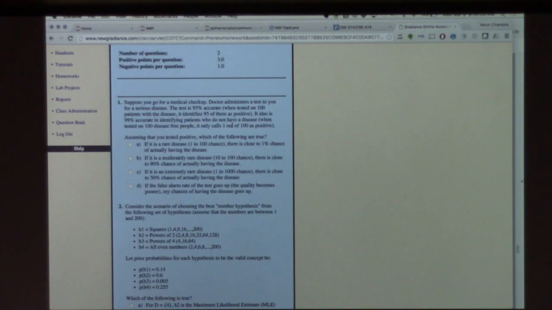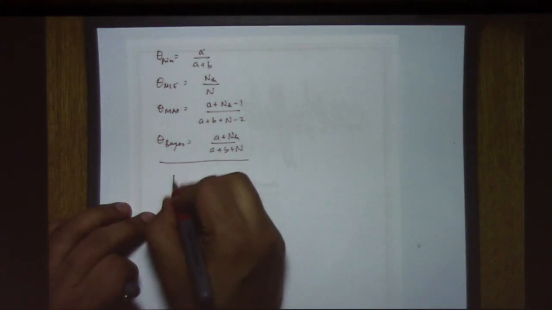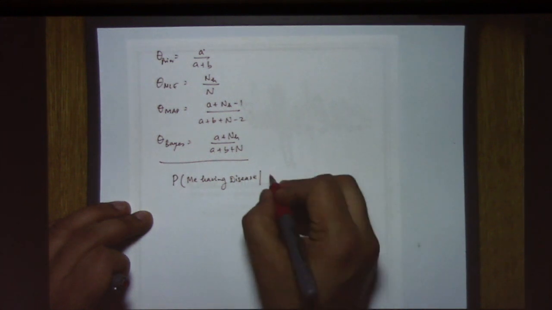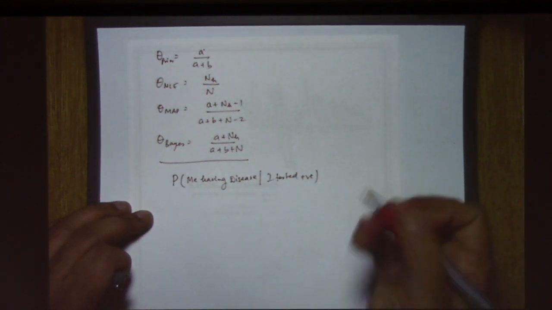Now you have these probabilities, and now what is being asked, right? So assume that you have tested positive. Which of the following is true? So in this case, it is asking is there a close to 1% chance of actually having the disease? So what you want to compute is the probability that I have the disease given I have tested positive, right? So you can apply the Bayes rule and get the answer. So let me express it here quickly. What is being asked is, what is the probability of me having disease given that I tested positive, okay? So this is the probability that you have to compute.